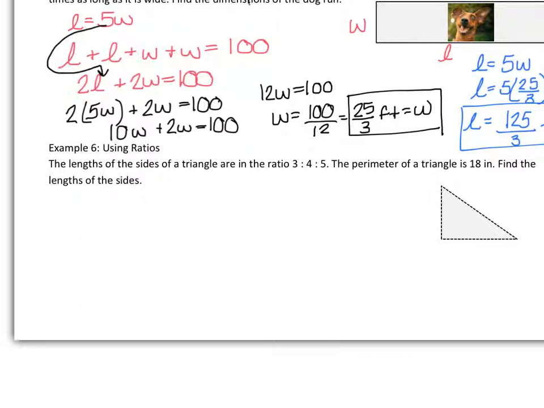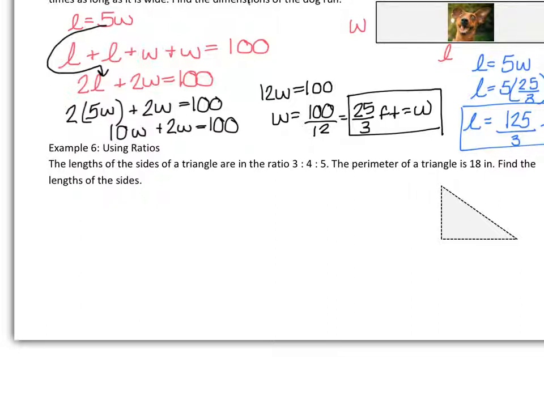The lengths of sides of a triangle are in the ratio 3 to 4 to 5. Does that necessarily mean the lengths are 3, 4, and 5? That just means when they're related to each other, the ratio is 3 to 4 to 5. The perimeter of the triangle is 18. Find the lengths of the sides.